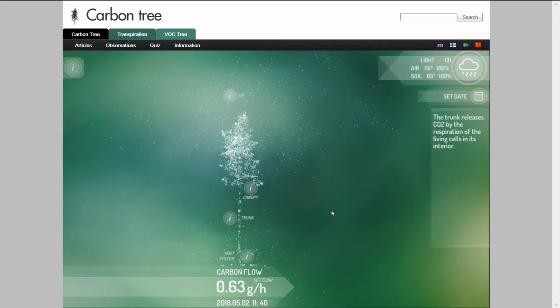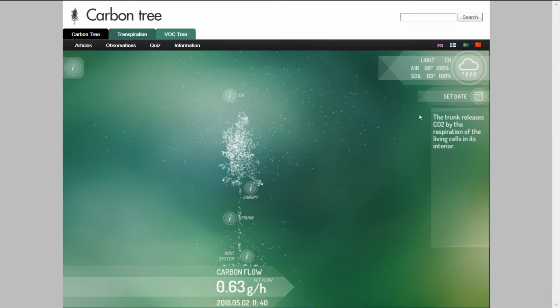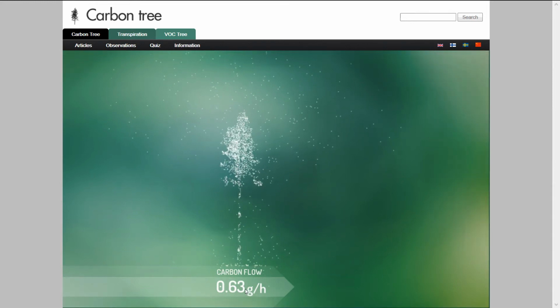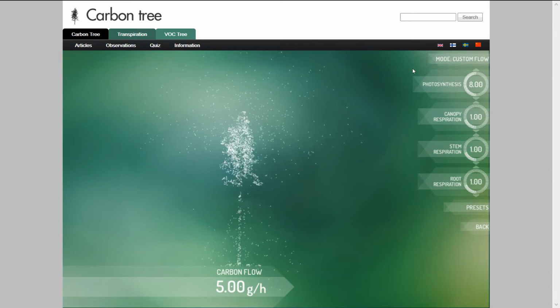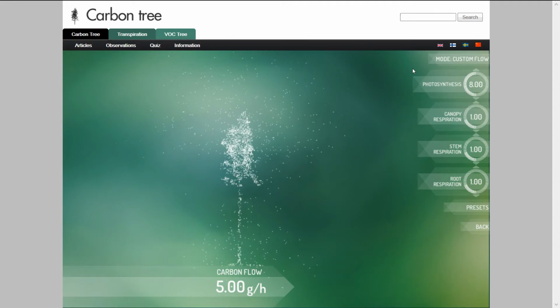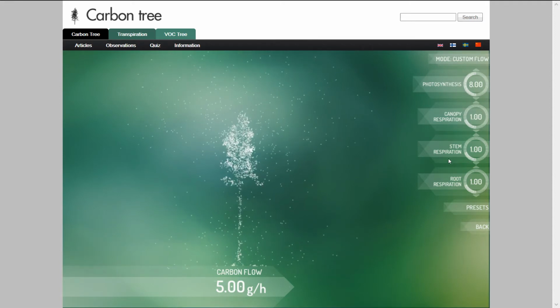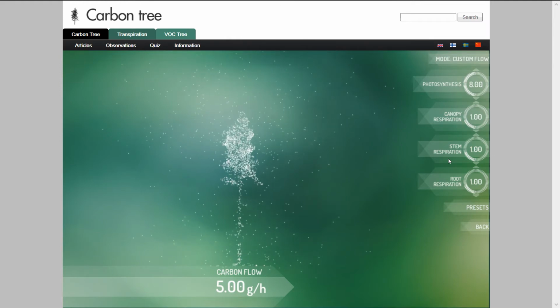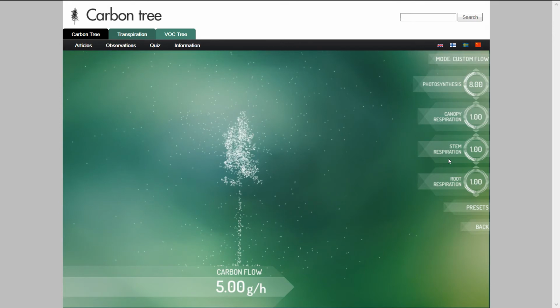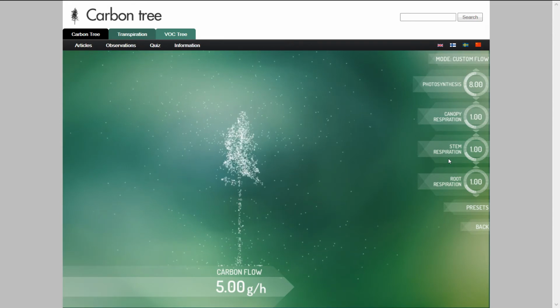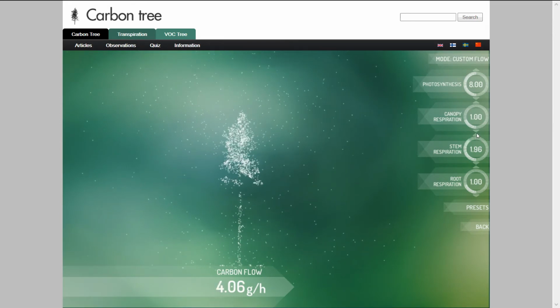You can also study the carbon flow properties by clicking the value of carbon flow. Now you are in a custom flow mode, and you're able to adjust the components one by one to see how they affect the net flow. The value of carbon flow updates immediately when you change one of its components.